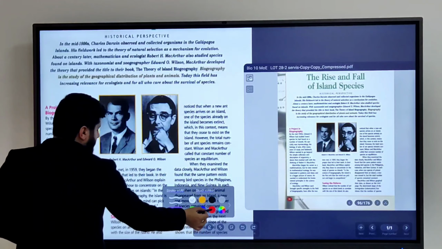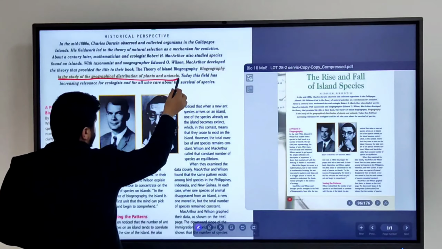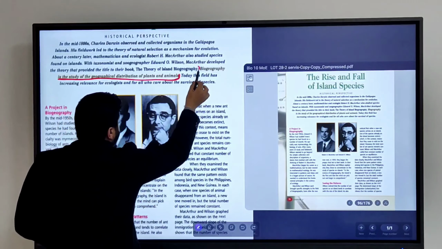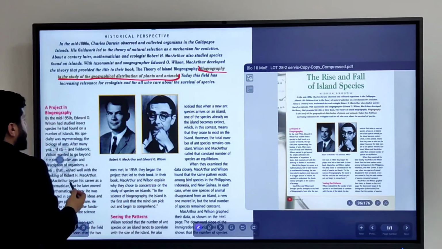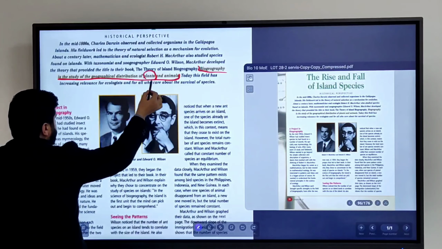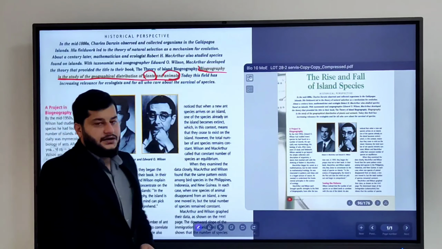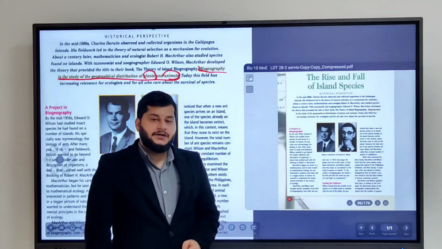Biogeography is the study of geographical distributions of plants and animals. Biogeography is the study of the geographical distribution of plants and animals. So it studies how the plants and animals are distributed in an area.